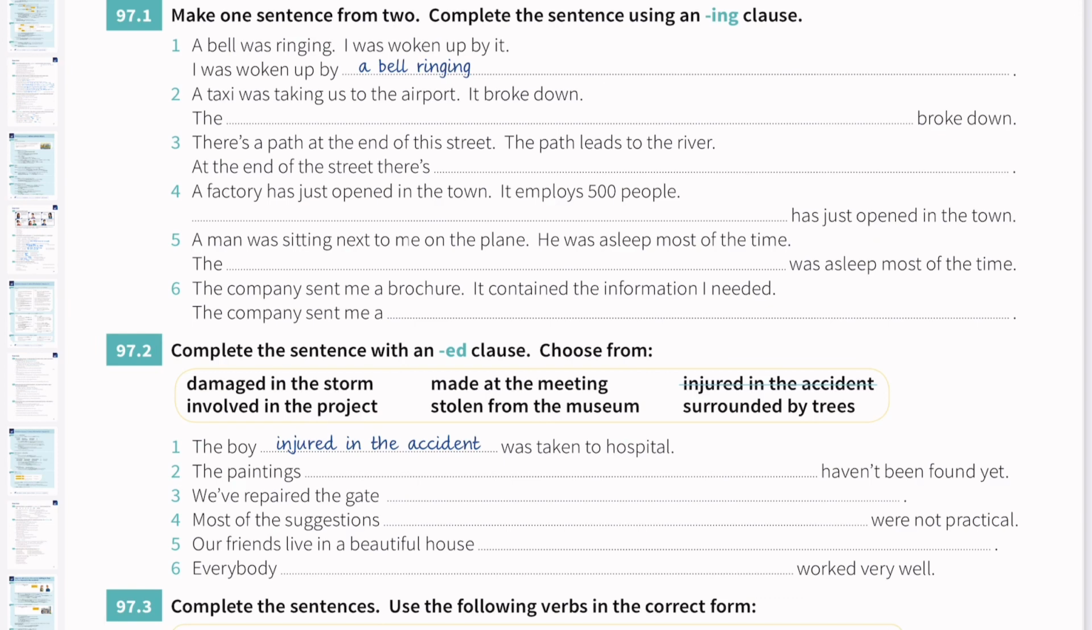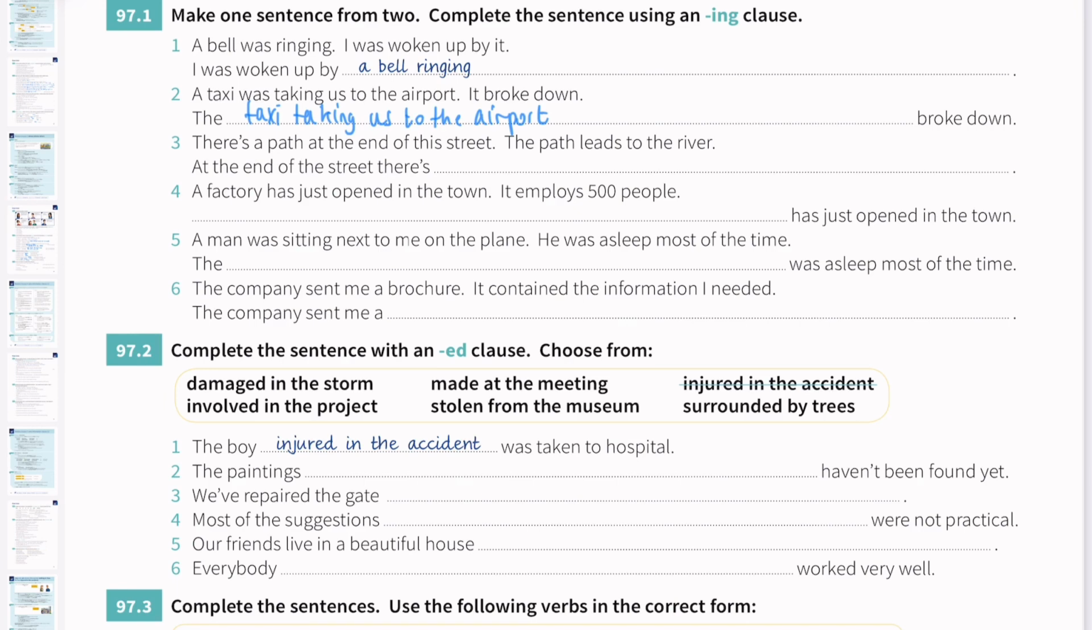Now, what do you think for question number 2? A taxi was taking us to the airport, but the taxi broke down. So we can write the taxi taking us to the airport. And then we describe that broke down. You see, it becomes one sentence using taking us to the airport, ing clause.